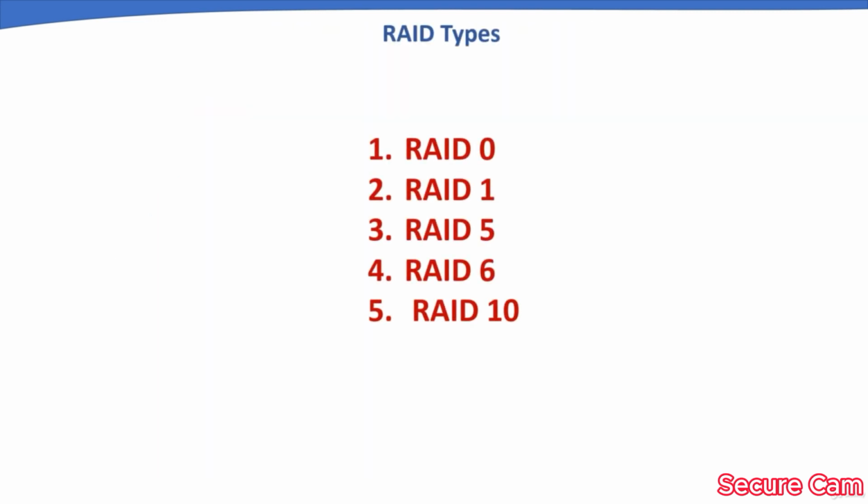There are different levels of RAID, or you can call them RAID types. There are basically a total of 5 types of RAID levels: first, RAID 0, RAID 1, RAID 5, RAID 6 and RAID 10. Now let's see each of them and how they work.